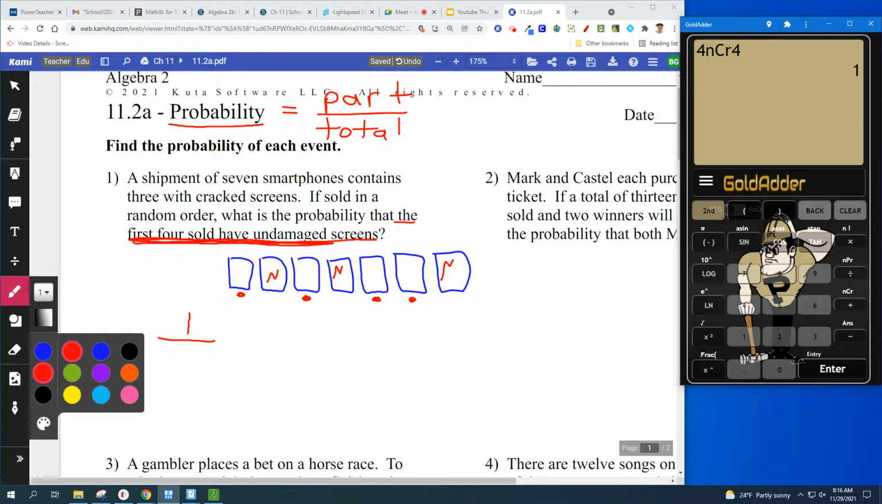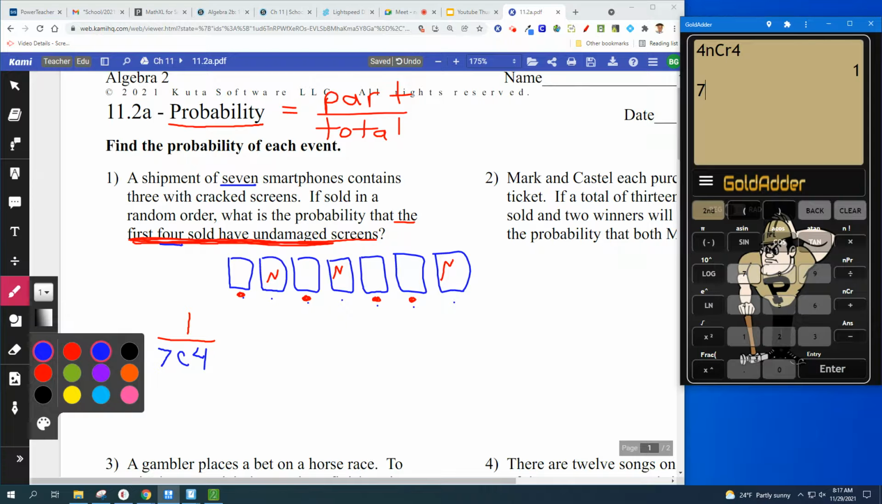So now the total is the denominator. And the total, if you think about it, we have 7 smartphones and we're taking 4 of them. So out of the 1, 2, 3, 4, 5, 6, 7, just think about it as how many ways are there of picking any 4 out of those 7? Well, any 4 out of those 7 might include cracked screens. And so all we have to do is say, well, 7 choose 4, because order doesn't matter. It doesn't matter if I pick a cracked one first or a cracked one last. But that's how many total ways of picking 4 out of 7.